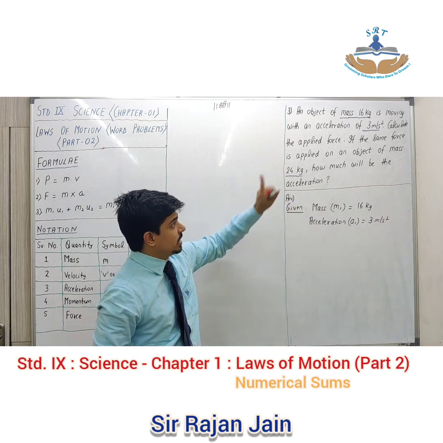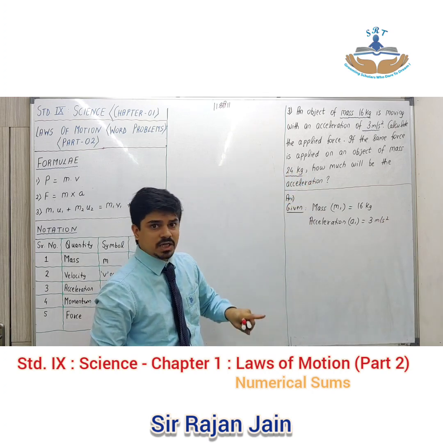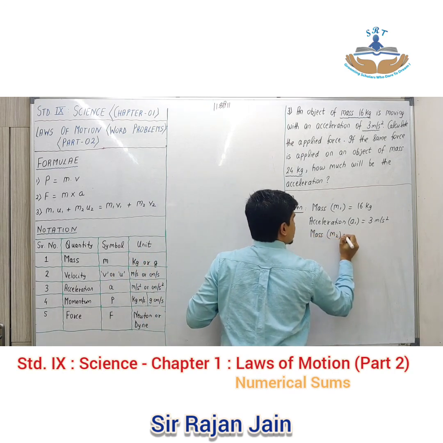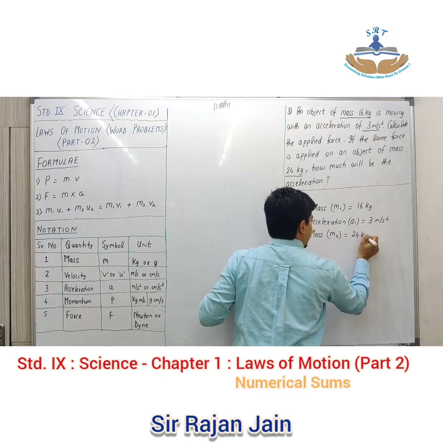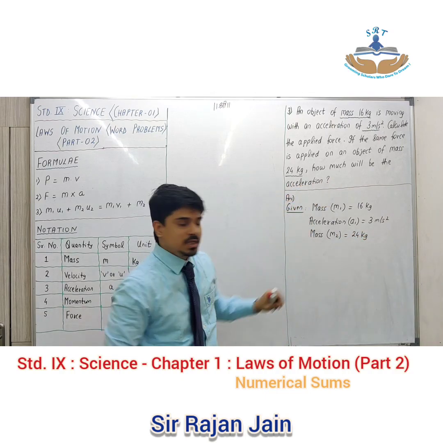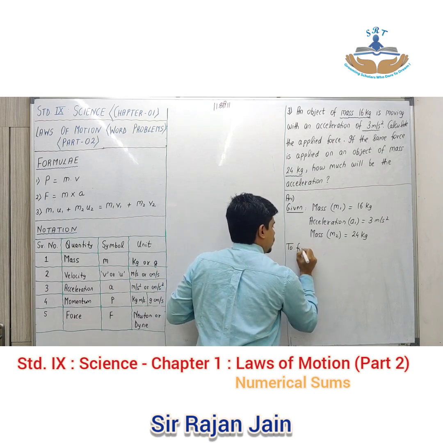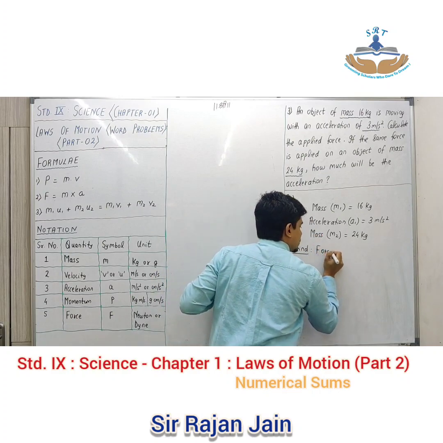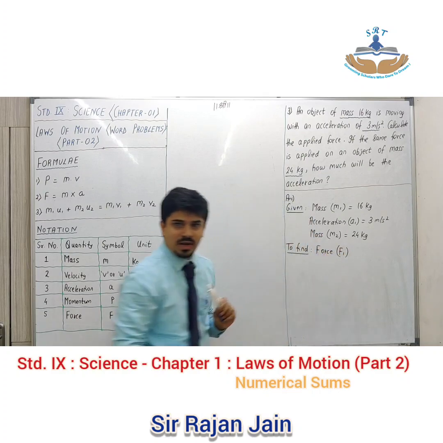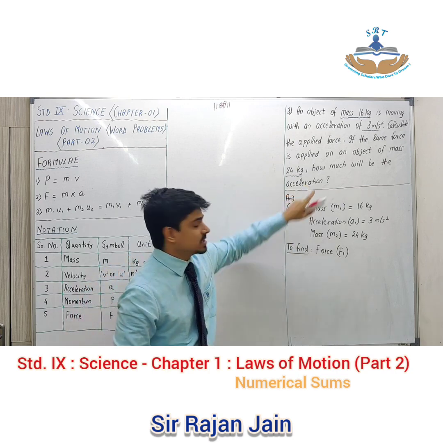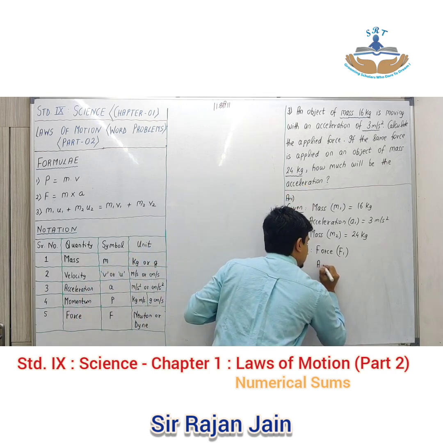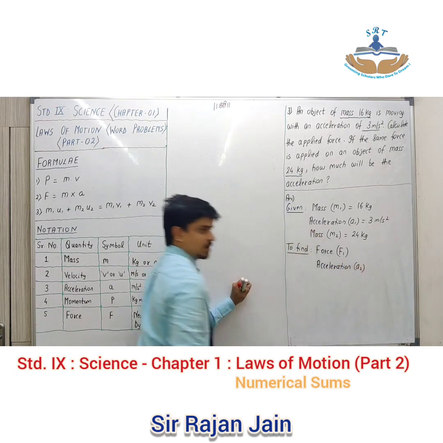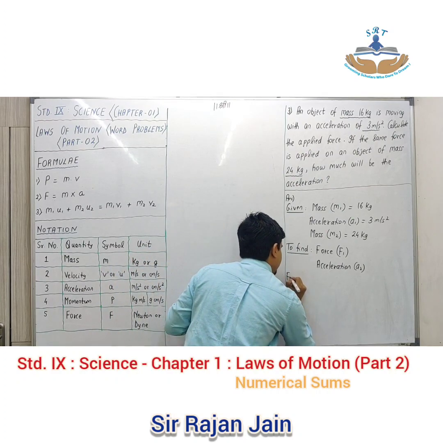Calculate the applied force. Okay, if the same force is applied on an object of mass 24 kg, that means mass M2 for the second object is 24 kg. How much will be the acceleration? So, to find, now I want to find the force on the first object. So, force F1 is what they are asking us, and acceleration of the second object, so acceleration A2. Clear with this? Then formula.